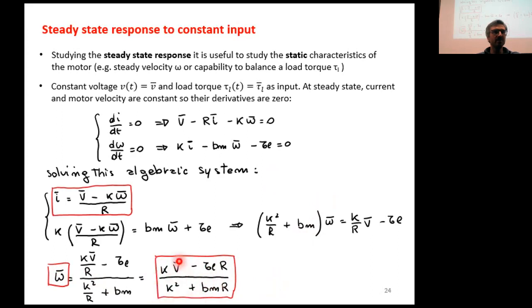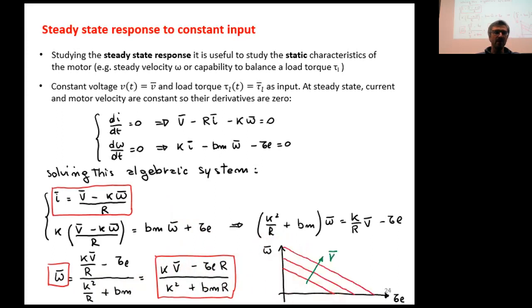Here we have a constant. Do you see what this is? Omega is proportional to tau L or inversely proportional? Yeah, it's inversely proportional. It is a minus sign. And in essence, we have a constant plus a constant times tau L. So we have a linear relationship, and we have a line that goes this way.